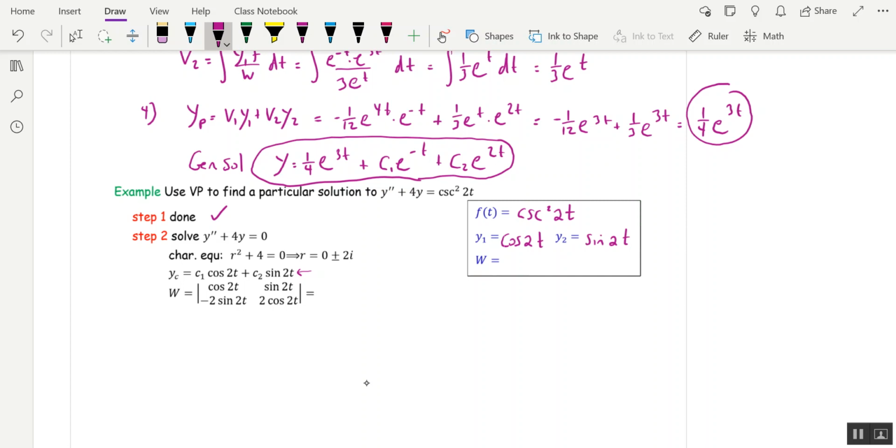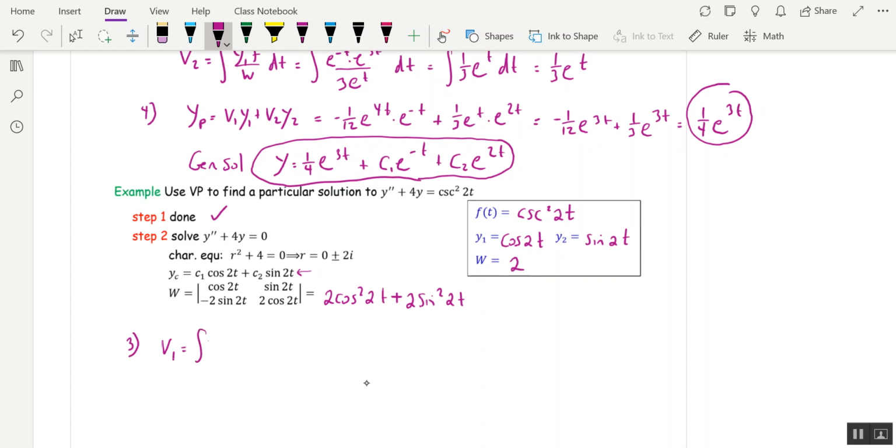The way I do it here, the Wronskian is 2 cosine squared 2t minus a negative, which is plus 2 sine squared 2t. Factor a 2 out, cosine squared plus sine squared is 1, so my Wronskian is 2. Okay, and now I'm good to go. I've got all the ingredients I need for my v1 and my v2.